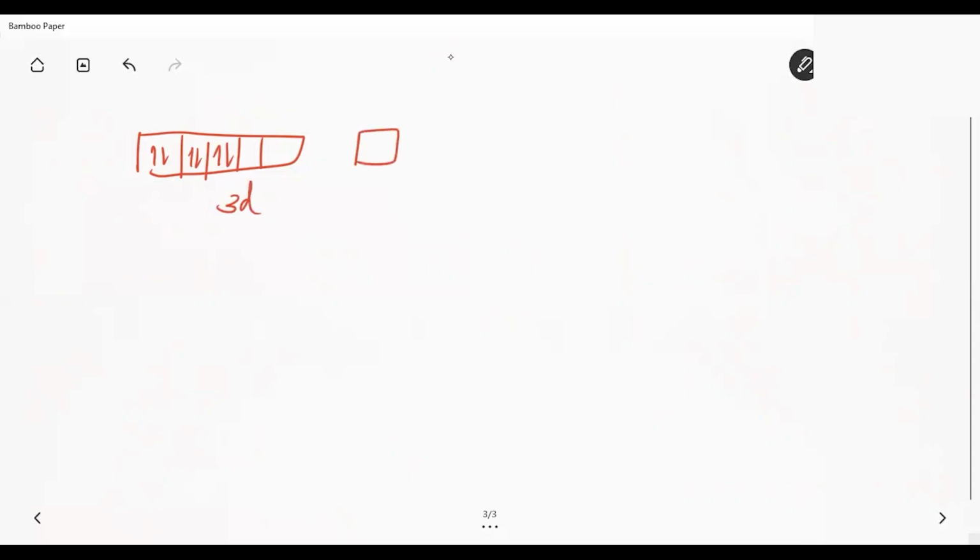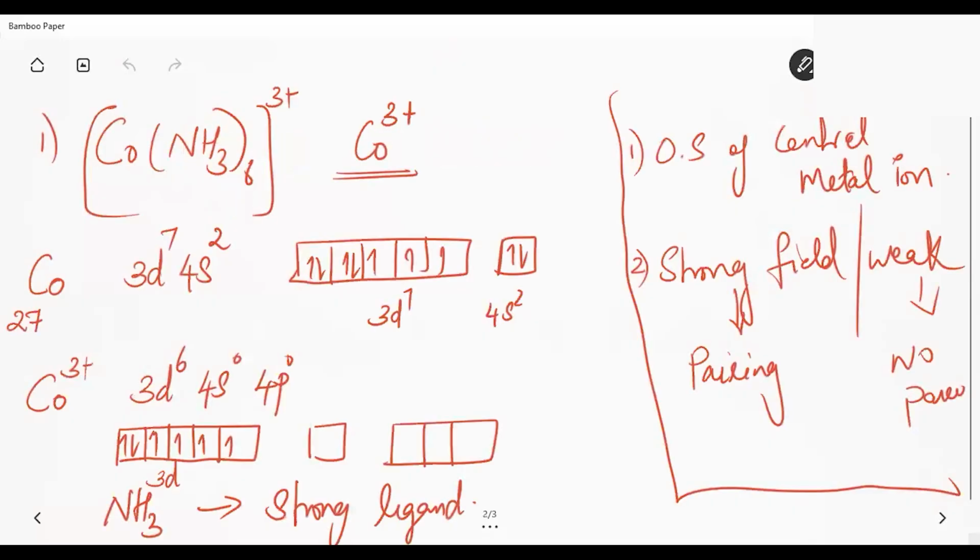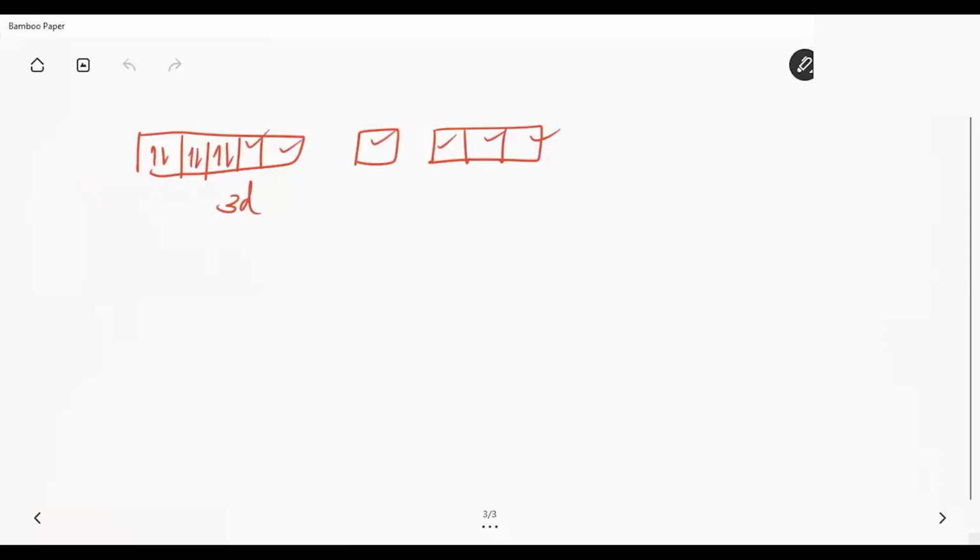And 4s is free here and 4p is there. So how many orbitals are there? 1, 2, 3, 4, 5, 6. Six empty orbitals. That is the coordination number. Six is the coordination number of this complex, so it has to make six empty orbitals. So now six empty orbitals are there. Then this will undergo what?